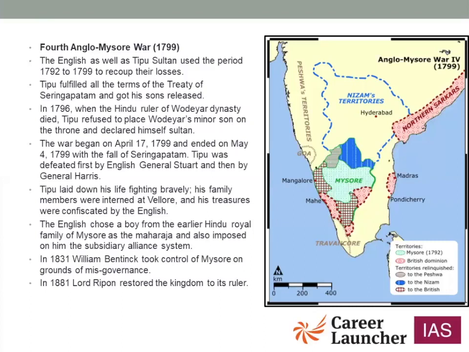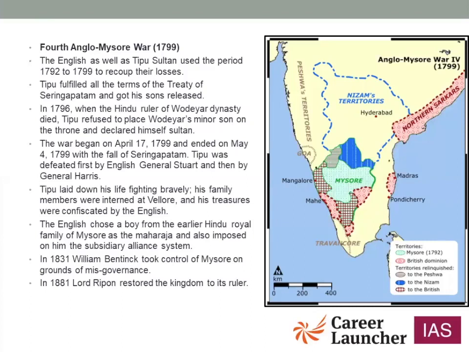Then the war began on 17th April 1799 and ended on May 4, 1799 with the fall of Seringapatam from the hands of Tipu Sultan. Here Tipu Sultan was defeated first by the English General Stuart and then by General Harris. He laid down his life fighting bravely. His family members were interned at Vellore, and his treasures were confiscated by the English.